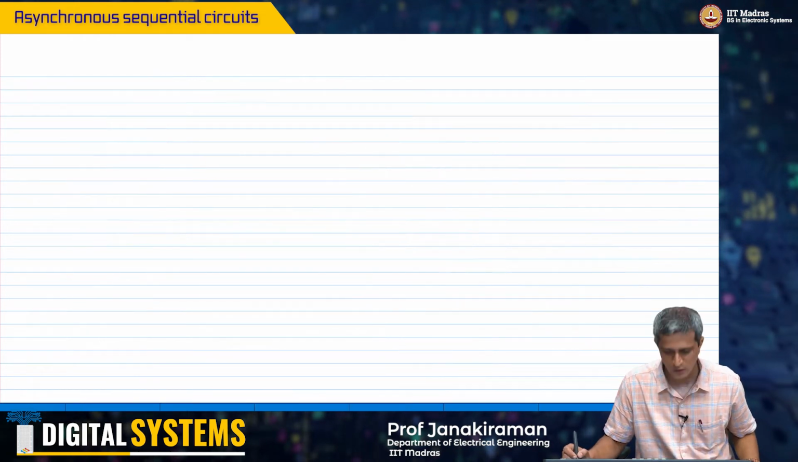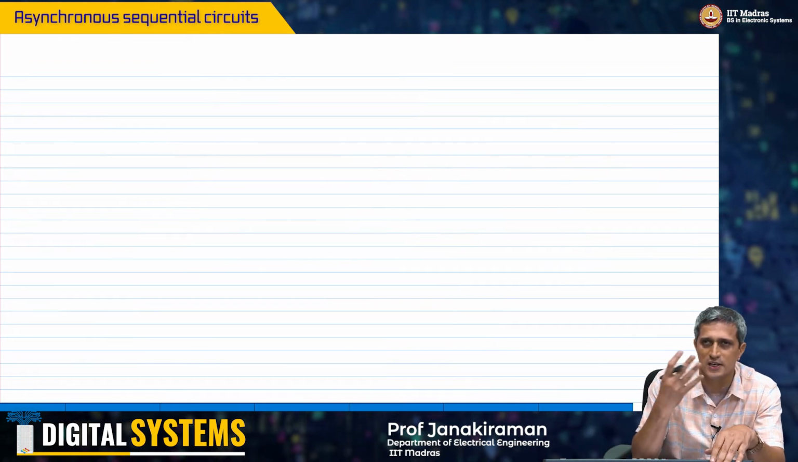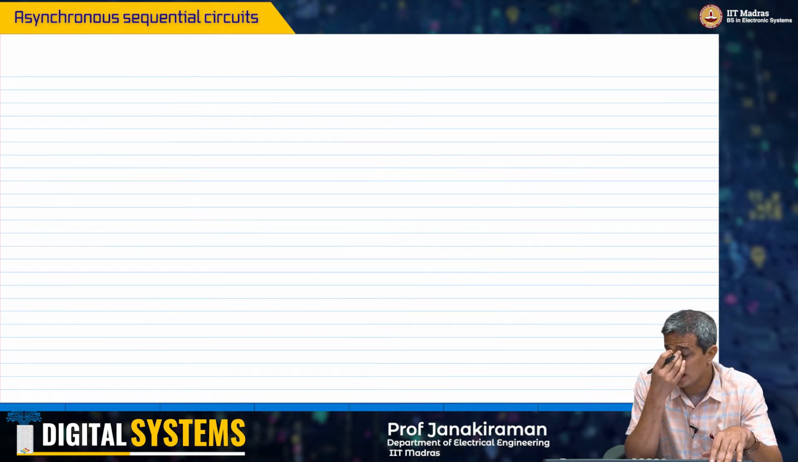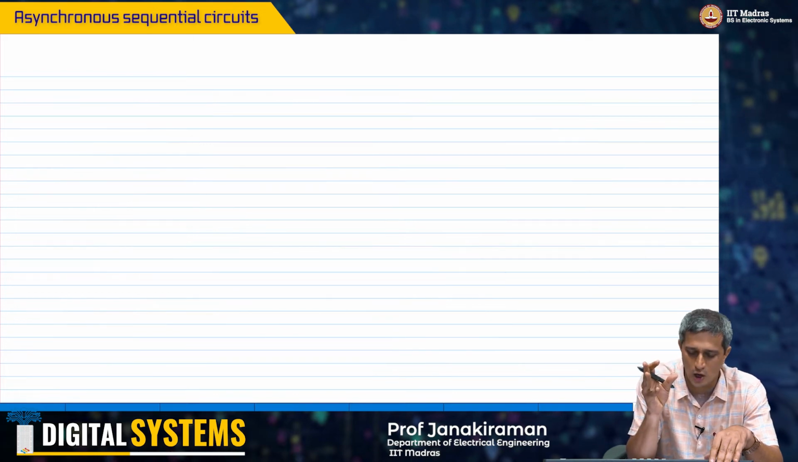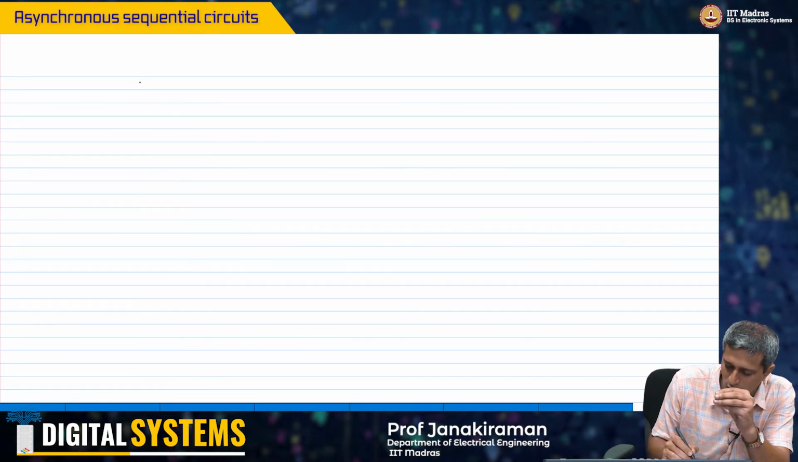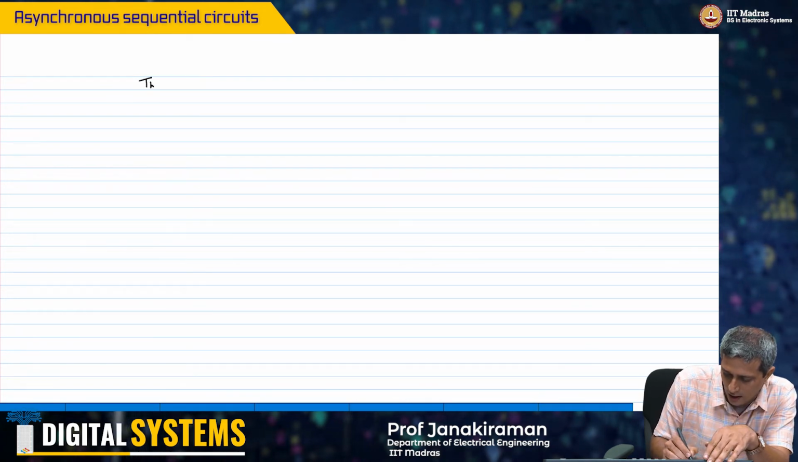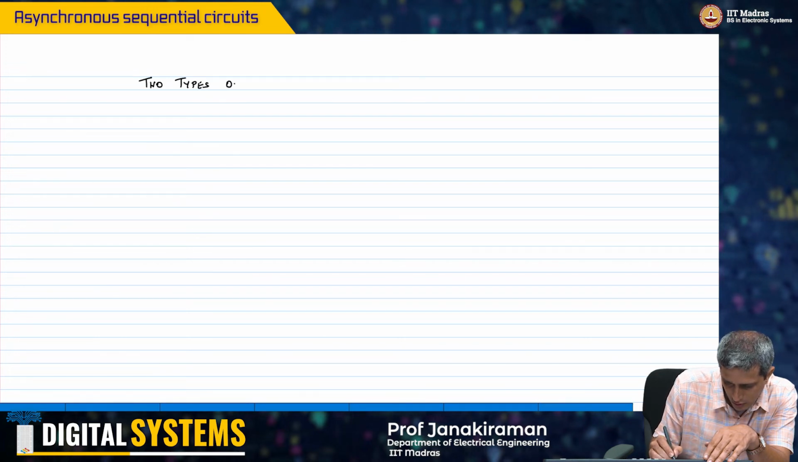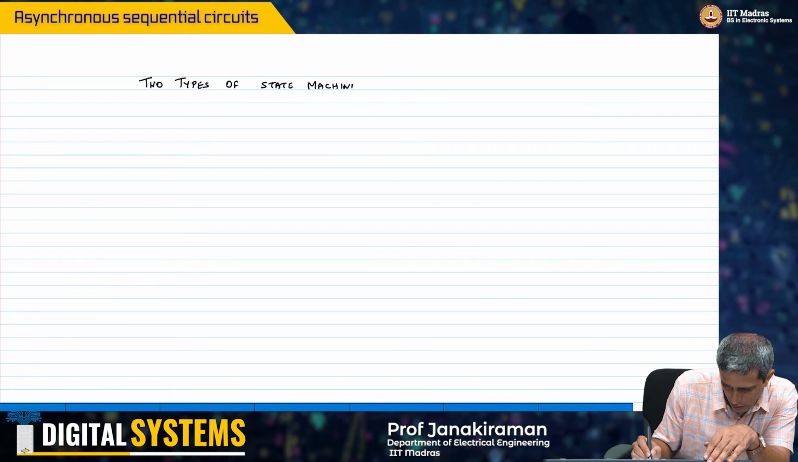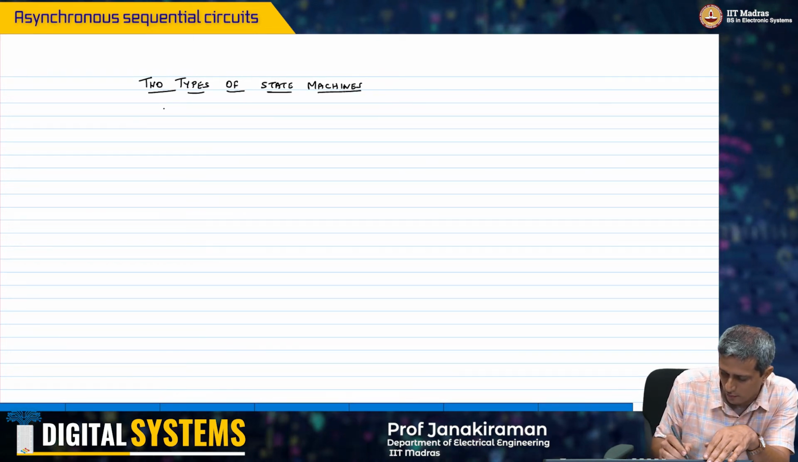So a final note, we have discussed a lot of these circuit design techniques, right? But I've really not named them for you, so I'll just complete this discussion with that. There are two types of state machines. Okay, so one is called the Moore machine.